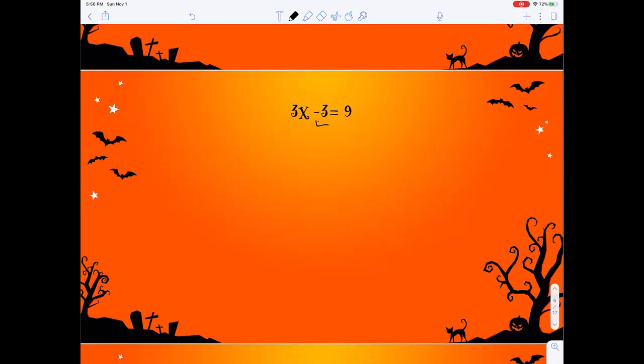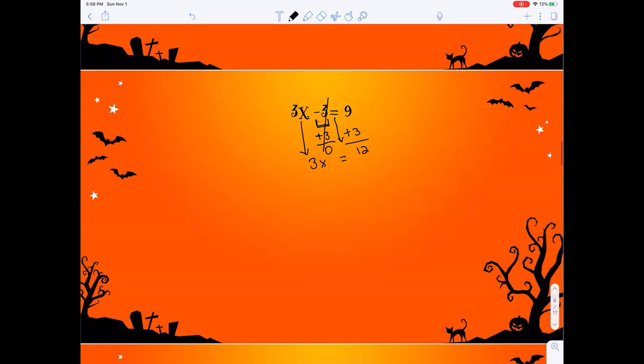So here my problem is, this is on the left. The operation I want to do, since this is a -3, is that I'm going to add 3. And remember, what I do to one side, I want to do to the other. So then a -3 and a +3 equals 0. So that cancels out. A 9 and a +3 equals 12. So that's 12. And then we still are left with 3x. And then we still have the equal sign.